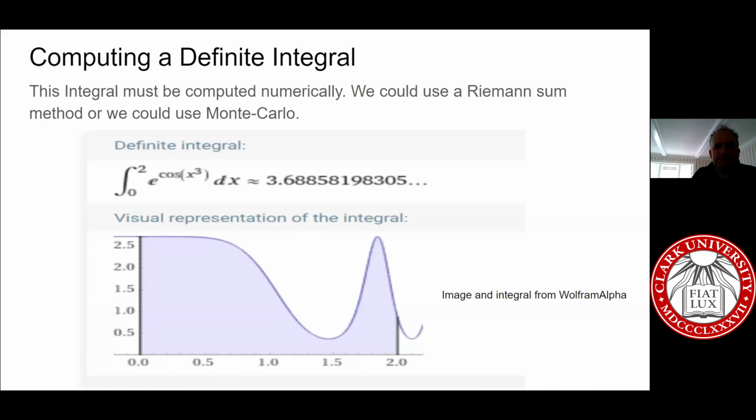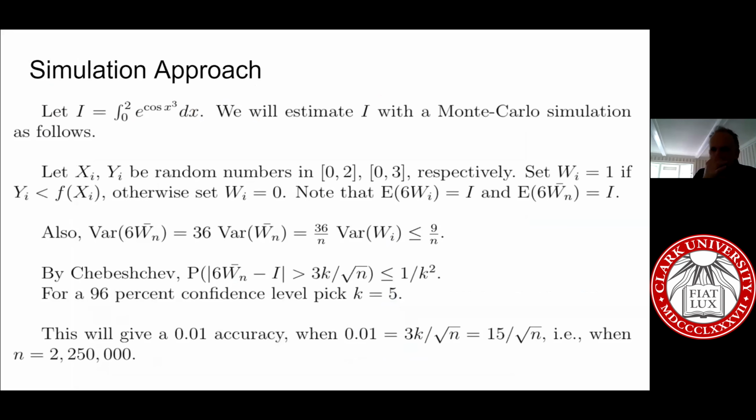So if we do this, it's 3.68. You have to think about how to set it up first. I think that's usually the thing. We just take two random numbers between 0 and 3, and I will set w_i equal to 1 if y_i is less than f of x_i, and otherwise I'll set it to 0. And the expected value of w_i, times the area of the rectangle, which is the probability I land under the curve, will give me the integral.